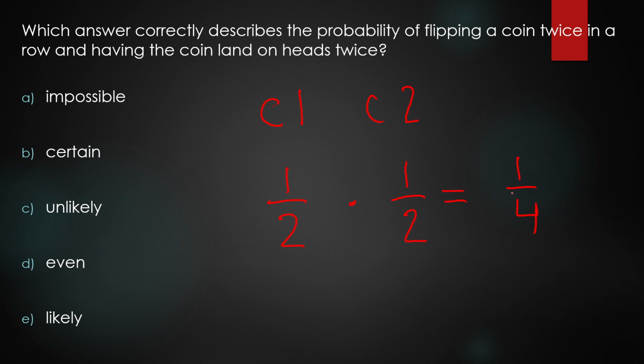Now 1/4, obviously that's not certain, and that's clearly not impossible because it can happen. So even here means 50-50, and 1/4, that's not 50-50, right? That's a little bit less than that. So because it is less than that 50-50 chance, it is unlikely that it's going to happen. It's not never going to happen. It absolutely can, but the chances of it happening are going to be unlikely.